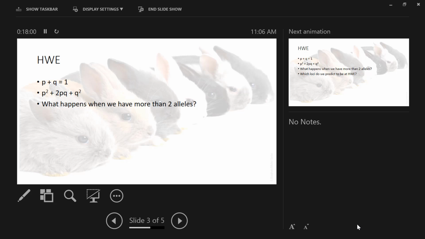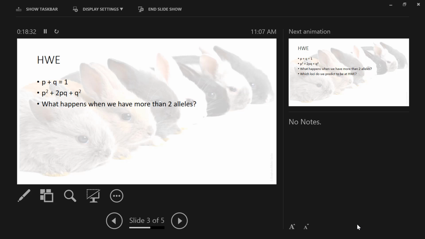Okay, so we know we have this equation, p plus q is equal to 1. And then the question is, where do we get this equation here? p squared plus 2pq plus q squared is equal to 1. And you know where we get this? Yeah, John? We square this one. We square this side, and we square this side, and we get this equation here. And we're like, that's so cool.